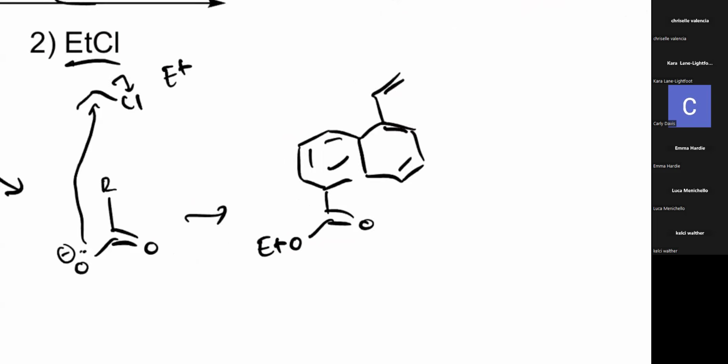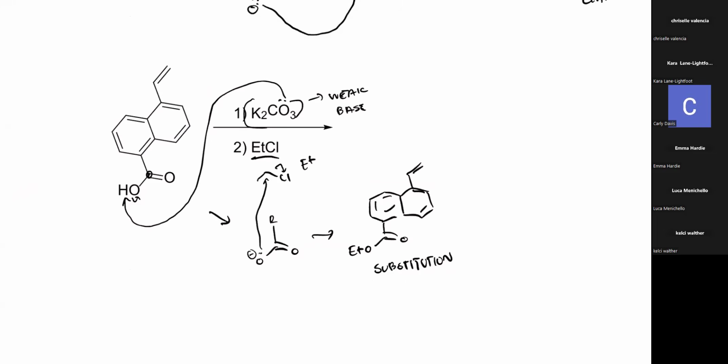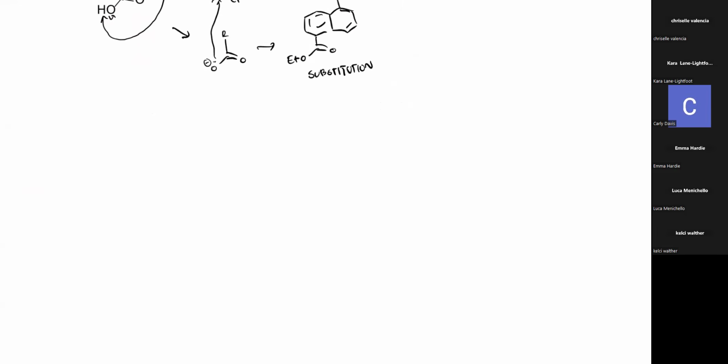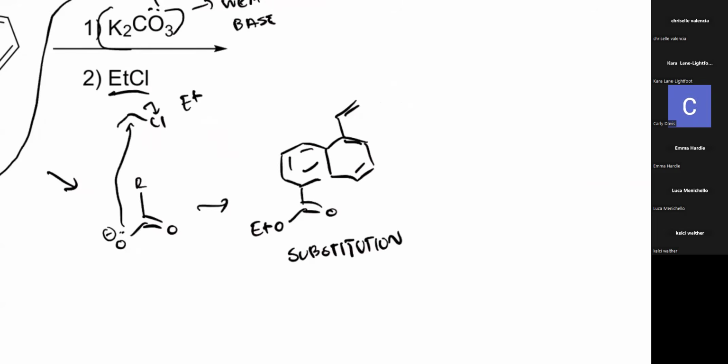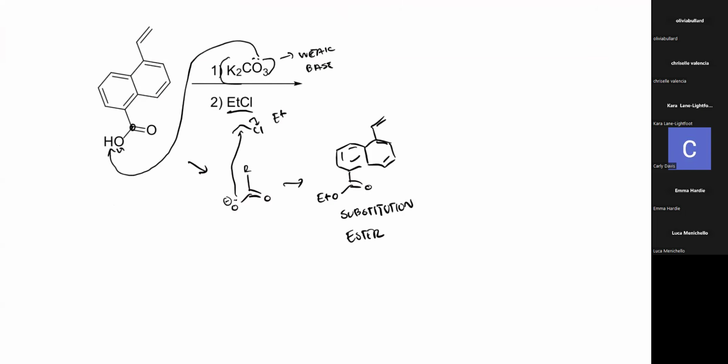This is technically an SN2. If you can just recognize this as a substitution, that's great, right? I'm substituting out the chlorine for the carboxylic acid. We're going to be pretty flexible with how you might name a reaction. If you say something like carboxylic acid attack, you'll get some credit for that, as long as you're recognizing what's happening. This is substitution. What if we formed an ester, right? This is an ester.